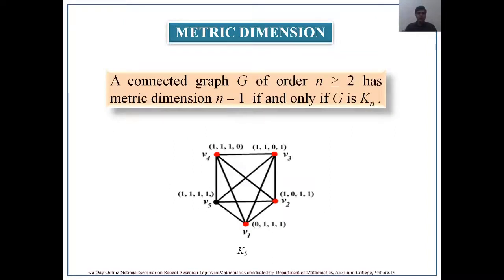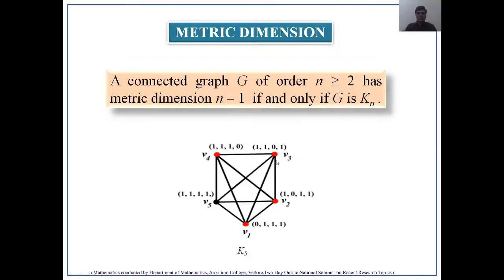And then let's discuss what is the metric dimension for a complete graph. A connected graph G of order n greater than 2 has metric dimension n minus 1 if and only if the graph is a complete graph on n vertices. Here I have taken a complete graph on 5 vertices. Here I have given its representation. So for K5, in the set W I need to accommodate 4 vertices to get a minimum resolving set. Therefore, the metric dimension of K5 is 4.